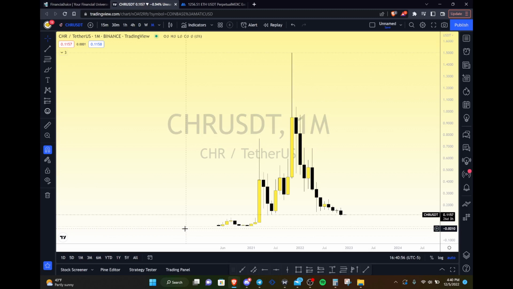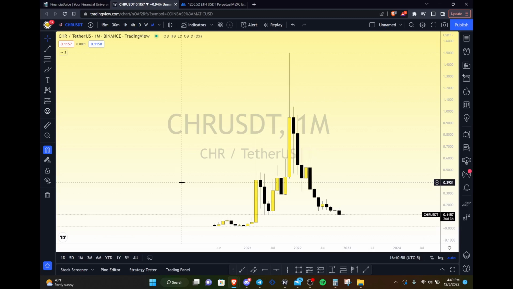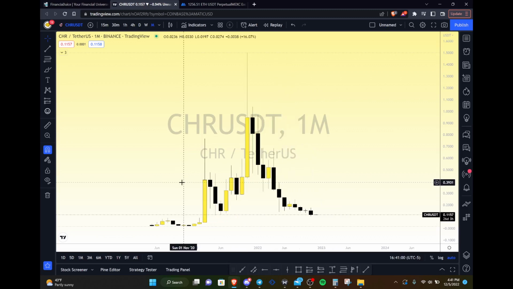So recommended by one of the members was CHR USDT. I believe this is called Chromia. Again, not familiar with this asset at all.